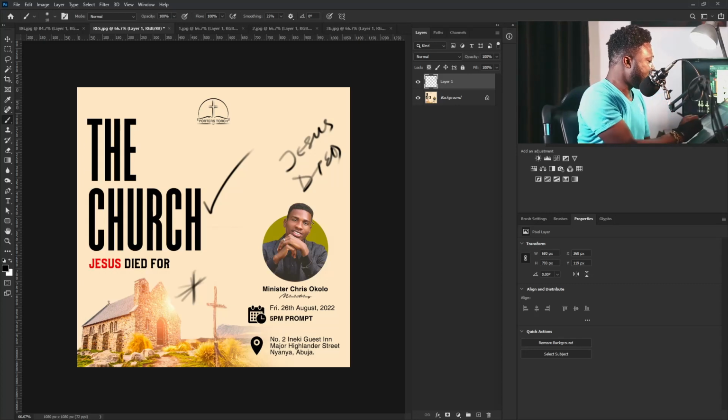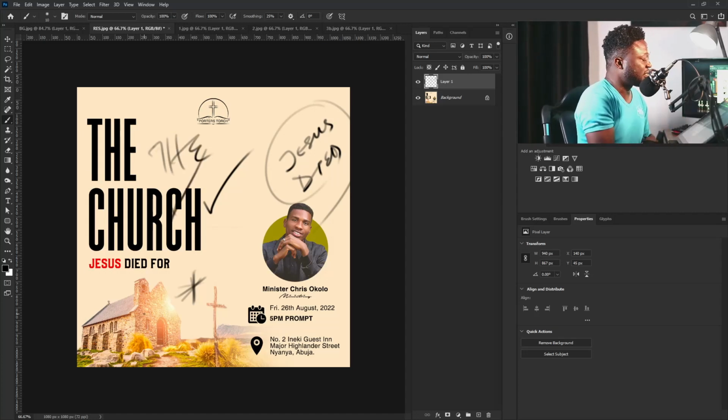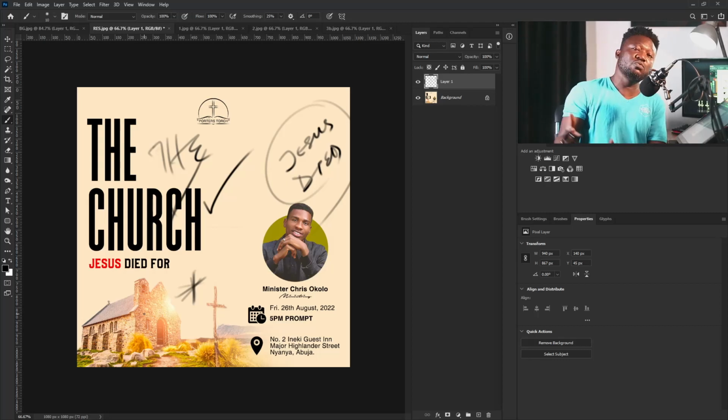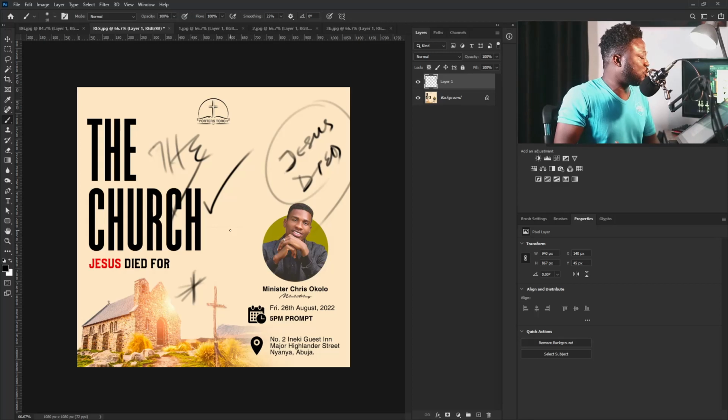So in this case, for this type of project, it would have been nice if you made Jesus died the bold caption, not the church. All right. In fact, most people always get tired of seeing this. They always get tired of seeing church. But how you make them read the information on the project is by understanding what you can use to draw their attention to the project.